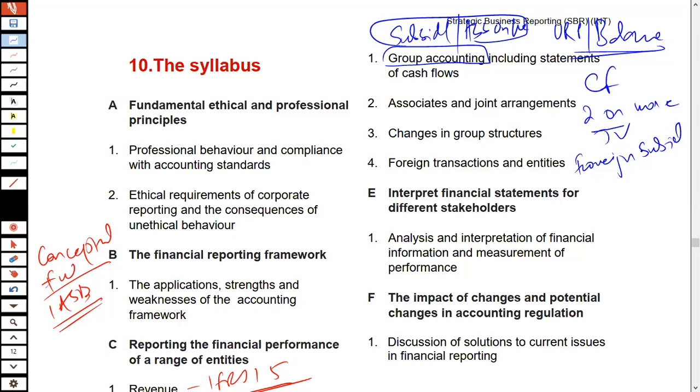So you have to make sure that you know these areas very, very well in order to be able to succeed in this specific exam. We are going to go through the entire consolidation, which would include everything, like the basics at the F7 level, the cash flows, the joint ventures, more than one subsidiary, foreign subsidiary, etc. Every single thing is going to be discussed, inshallah.